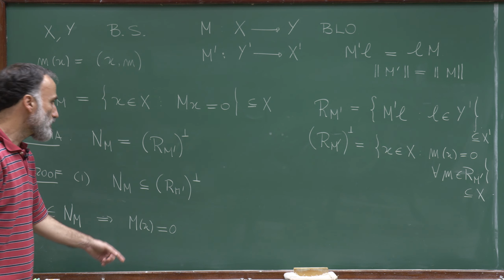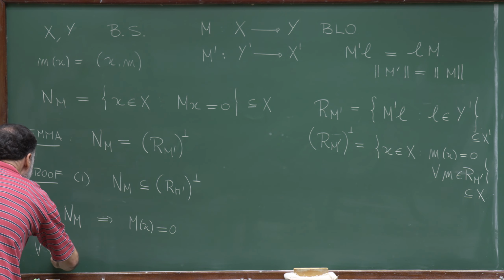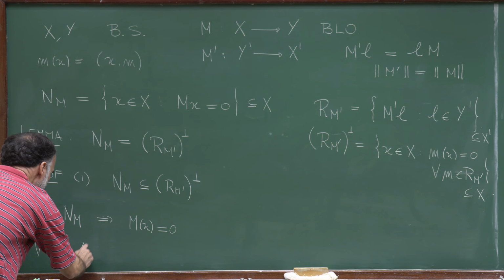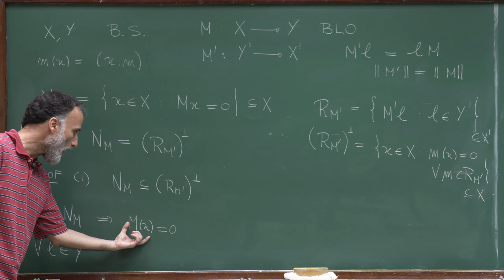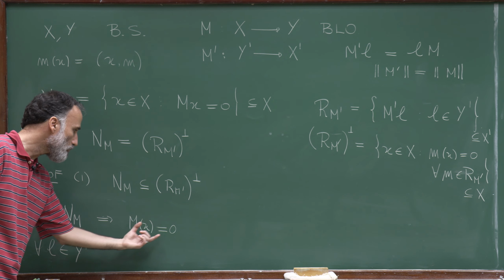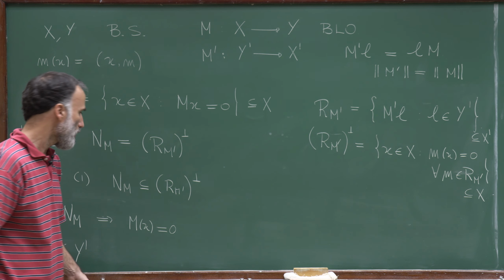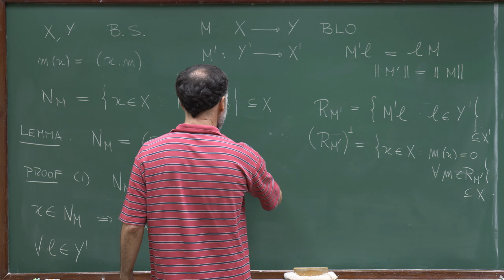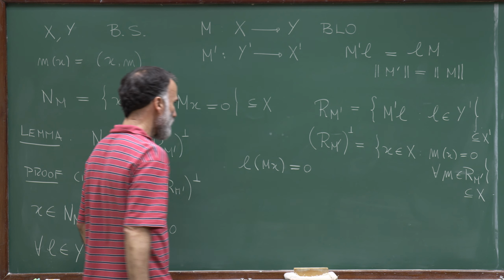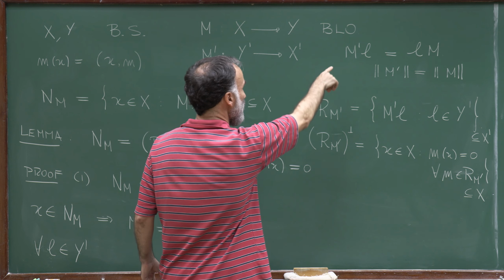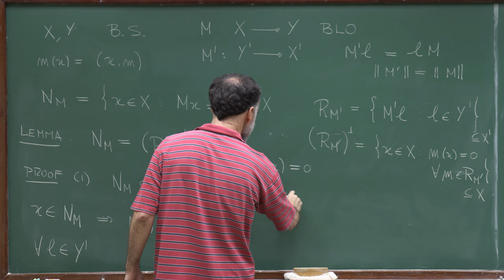And if M of x is equal to 0, it's clear that for any L in Y prime, this is an element of Y and it's equal to 0. So this element of Y which is equal to 0, if I apply a bounded linear functional to this element, I get 0. So whatever L in Y prime, L of Mx is equal to 0. But again, by definition of M prime, this is M prime L of x.